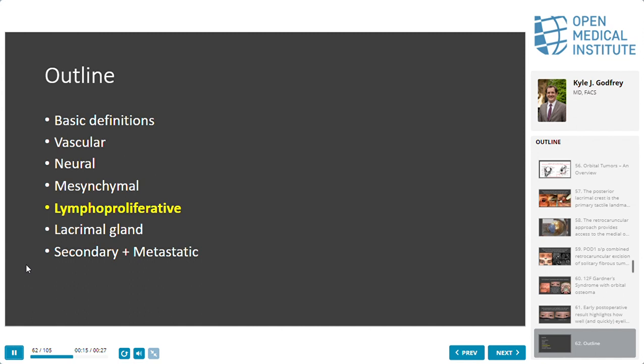So, moving towards our last category of tumors before we move on to some sort of grab bag of things. We have about 25 minutes left. Any other questions for now? Is it going too fast, too slow?